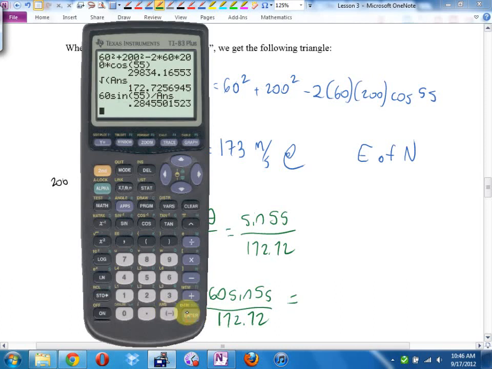Oh, that's not theta. That's the sine of theta. How do I find the angle? Inverse sine, and I'll use my answer button again.